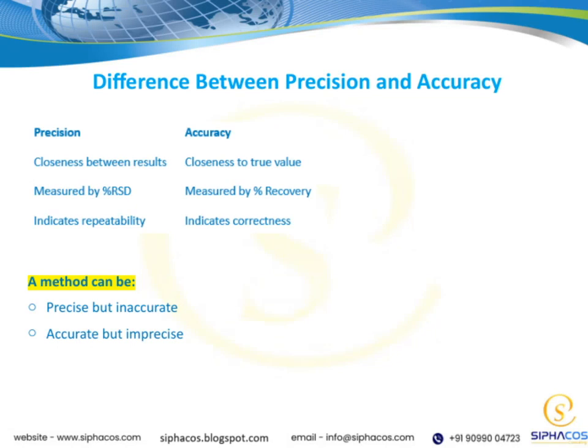So when we talk about methods, they can sometimes be precise but not accurate, or accurate but not precise. What does that really mean? Well, being precise means your measurements are consistent with each other, but if they're not close to the true value, then they're inaccurate. On the other hand, accurate measurements are close to the actual value, but if they vary a lot, then they're imprecise.